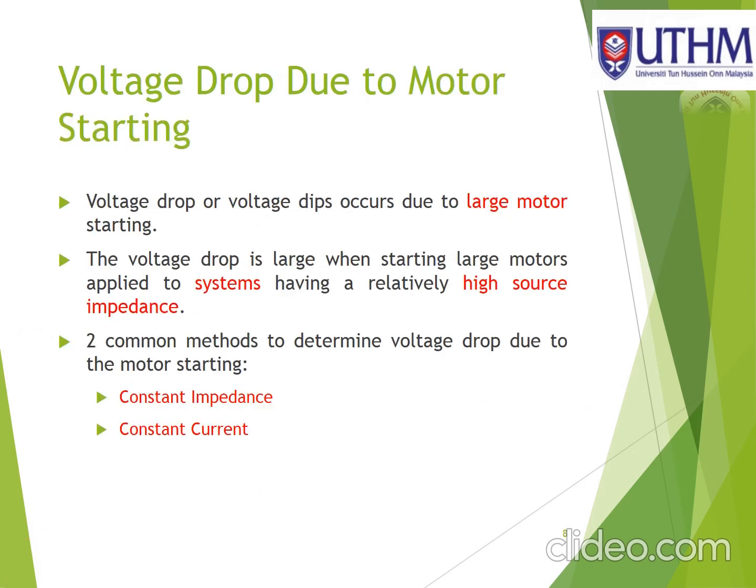Next, the last part for part 1 is voltage drop due to motor starting. Voltage drop, or voltage dip, occurs due to large motor starting. The voltage drop is large when starting a large motor applied to a system having a relatively high source impedance. There are two common methods to determine the voltage drop due to motor starting: constant impedance and constant current.